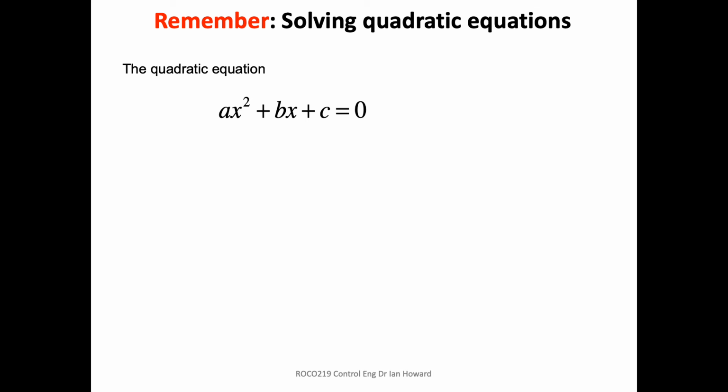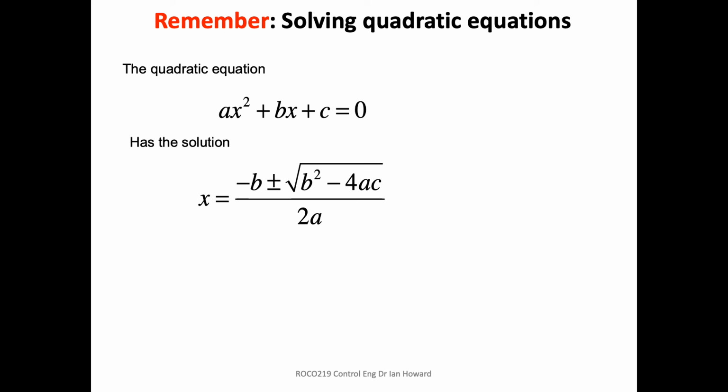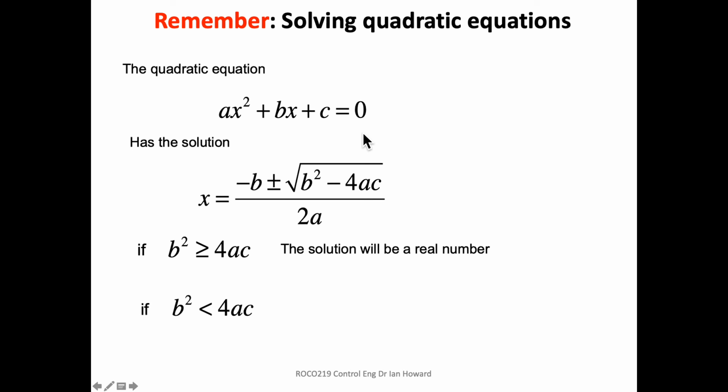So now we need to solve the bottom equation to find the poles, and we know that for a quadratic equation, the classical formula ax squared plus bx plus c equals 0 has the solution x equals minus b plus or minus square root of b squared minus 4ac, divided by 2a, and you really should know that off by heart. It's so important. And we also know that if b squared is bigger than 4ac, then we've got a real solution to the square root. Otherwise, we've got an imaginary solution to the square root.